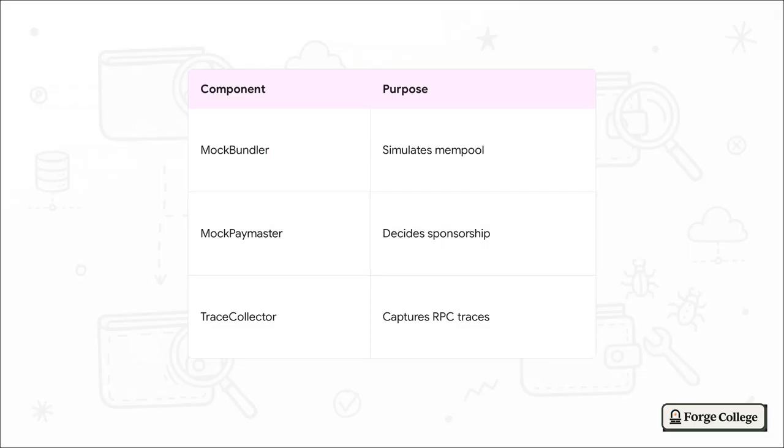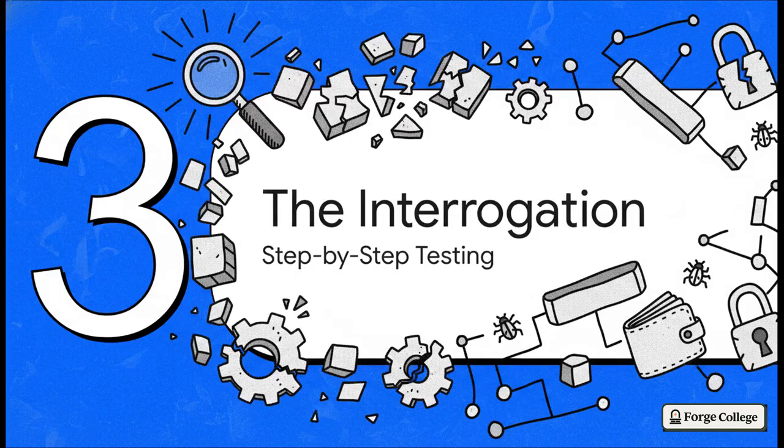So, how do we actually populate this lab? We map out our test harness components. Think of things like the mock bundler and mock paymaster as flight simulators. I mean, you wouldn't test a brand new airplane design by loading it up with passengers and flying it into a storm, right? You'd use a simulator. These mock components let you safely crash test your code. They receive operations, they simulate the mempool, they decide sponsorship eligibility, all while a trace collector meticulously records every single detail for our reports.